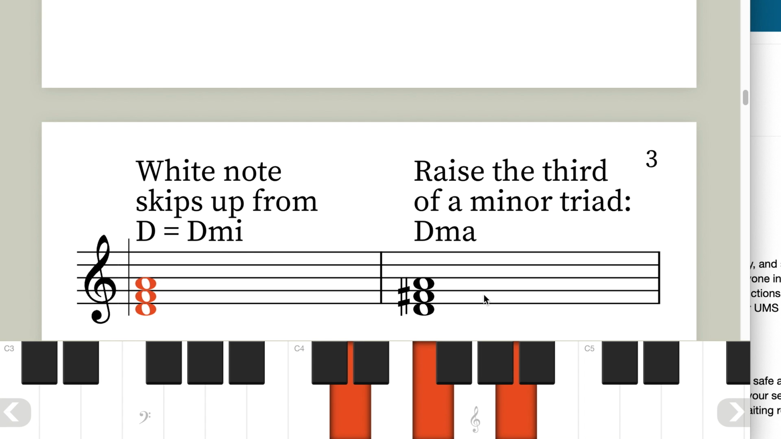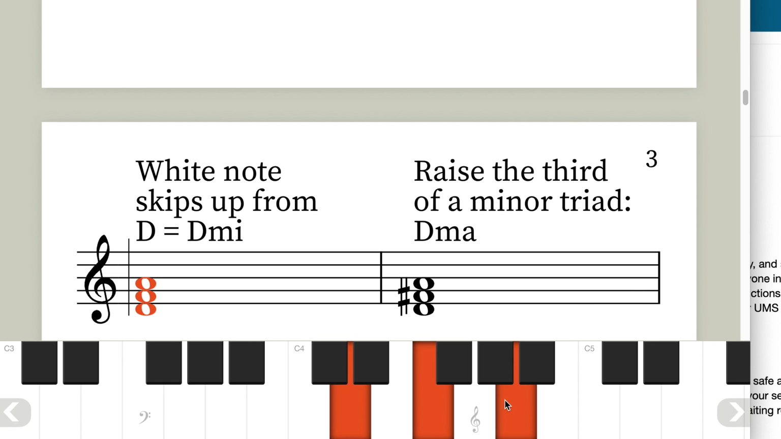Okay, so we're going to go on. Now let's go white note skips up from D minor. D, E, F, that's a third. F, G, A, that's a third. And from D to A, D, 2, 3, 4, 5, that's a fifth. So we have D minor, which is a minor third and a major third.